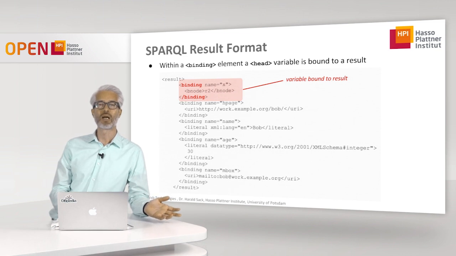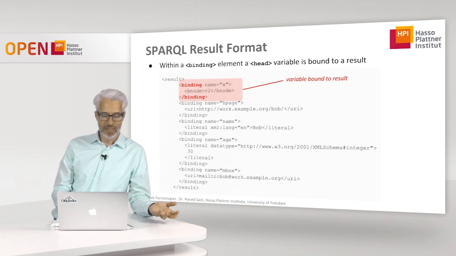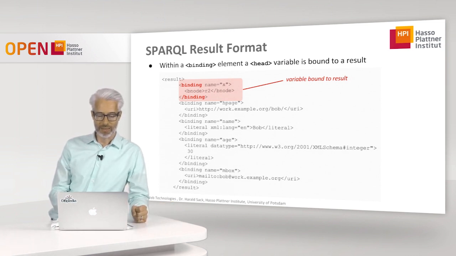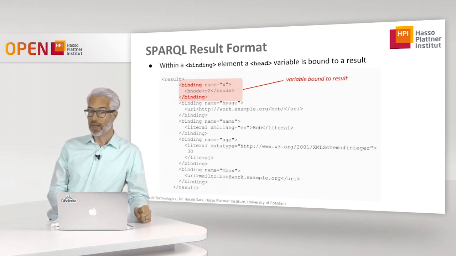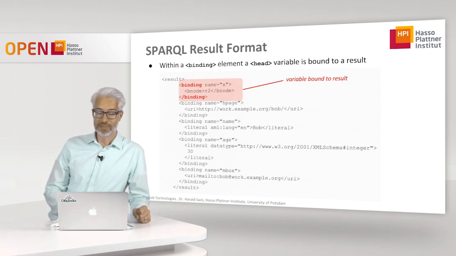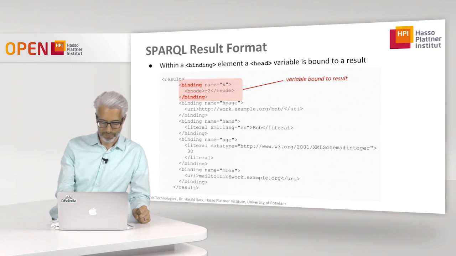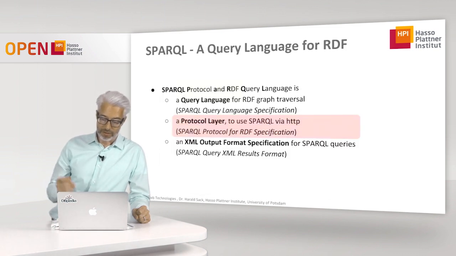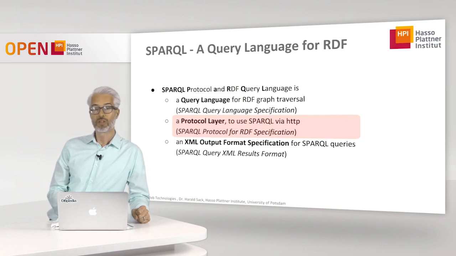Then you have a URI tag, or a literal can be returned, which can also be typed. Then you have the literal tag. So there are lots of possibilities of literals, typed literals, URIs, or blank nodes, which can be returned and will be specified here within the XML result format. So you see it's pretty simple to parse an answer of a SPARQL endpoint like that. Okay, so much for the simple XML output format specification.